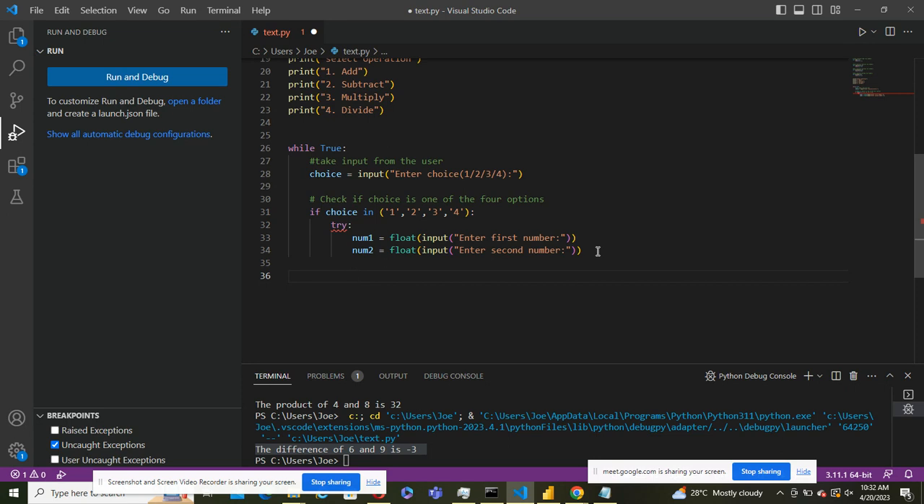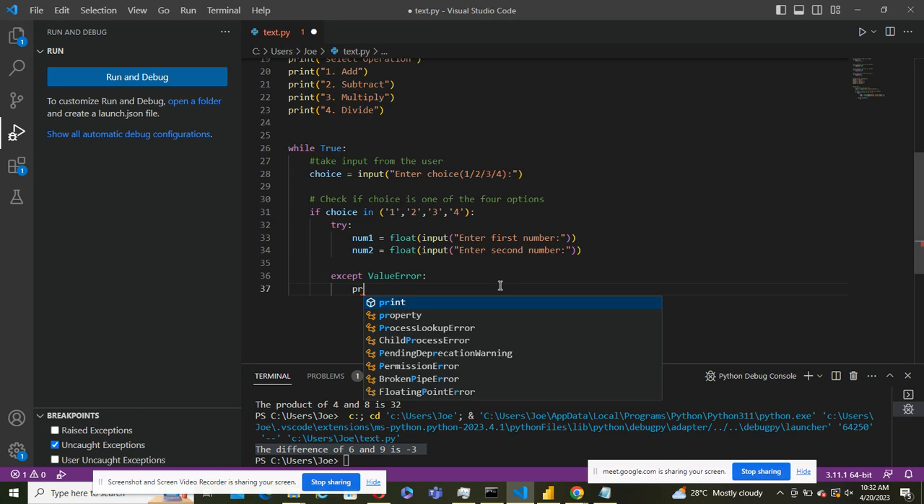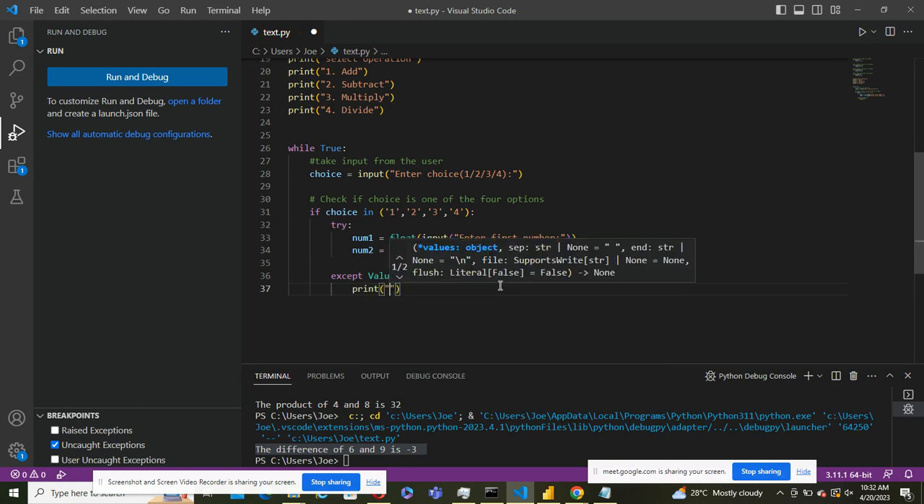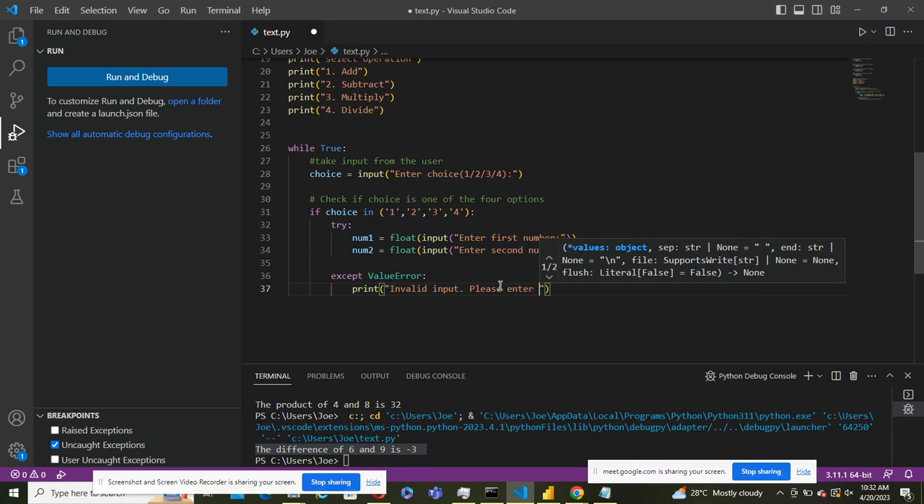Now what if the person, instead of entering a number, inputs a letter? We are going to catch that error. So you say except ValueError. You are going to make sure we put a check. So print invalid input, please enter a number.